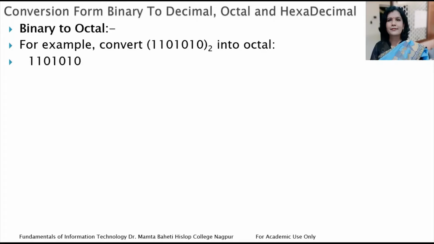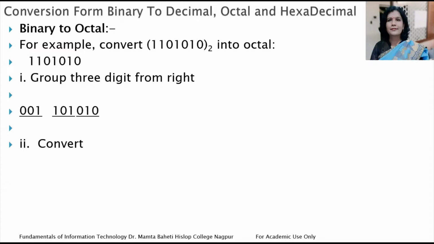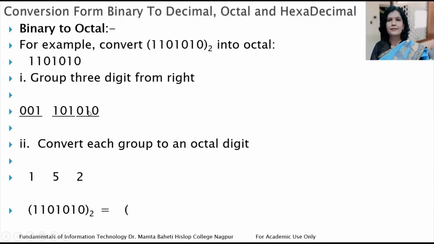Suppose you are having a number 11011010. So how will we do it? We'll just group it into 3 digits. See here, from right to left we will go 2, 5 and 1. So 2, 5 and 1, and we write it as 152. Here we have prefixed the leading zeros.